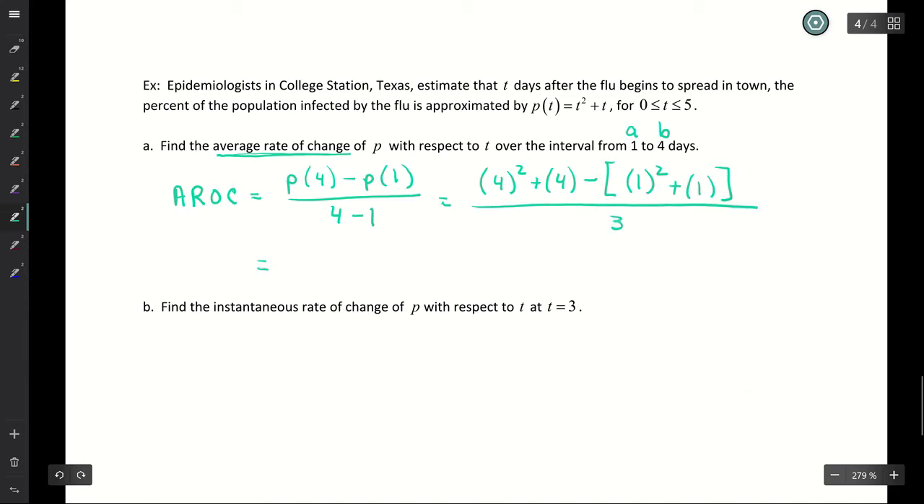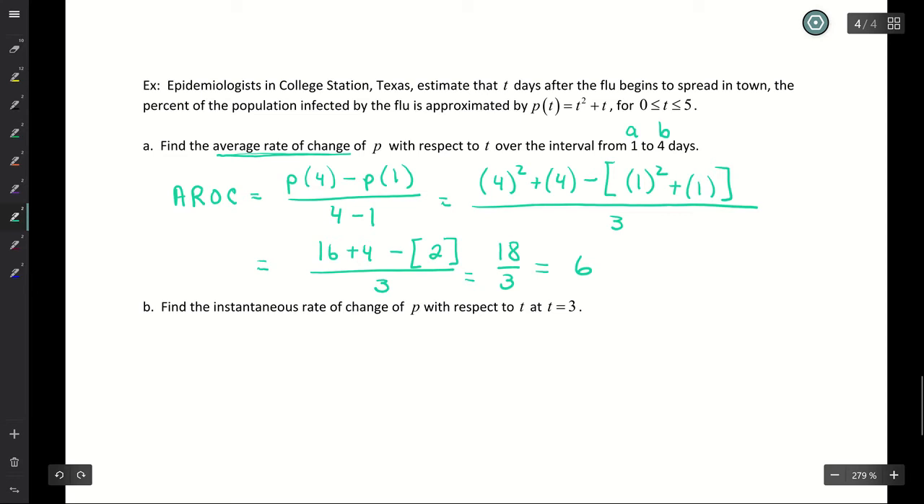All right, 4 squared, that's 16. 16 plus 4 minus 1 squared, that's just 1. 1 plus 1 is just 2, all over 3. And essentially now what I have is 16 plus 4, which is 20. And then 20 minus 2, which is 18, and then 18 is now divided by 3. And so on here we'll have 18 divided by 3 is 6.